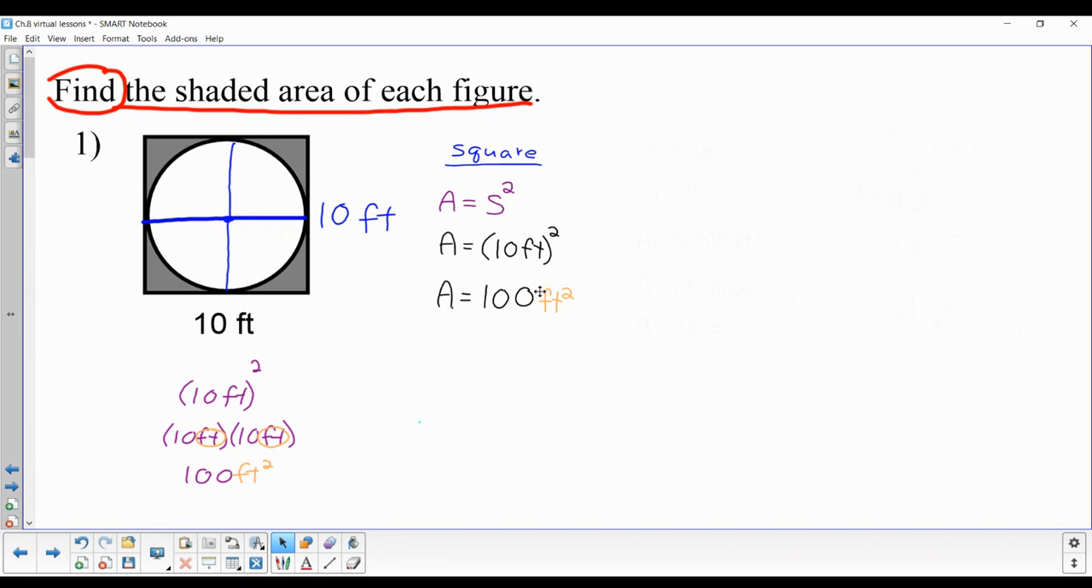We then go to our second shape, the circle. Now, in this circle, we write down circle. We have to stay organized. We then write the formula. Area equals pi r squared. And then we plug in.